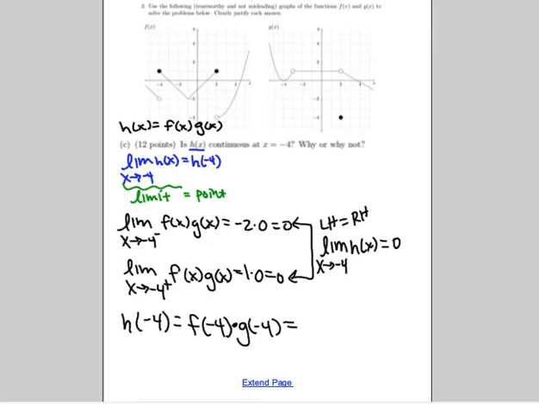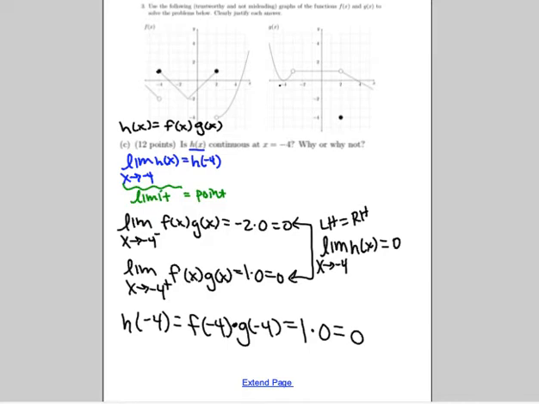Just based off the way that h is defined. So f of -4, I'm looking for the closed circle, so I go to f of -4, my closed circle is here, which gives me 1, times g of -4. So I go to -4 on my line, so it gives 0, which gives me 0.